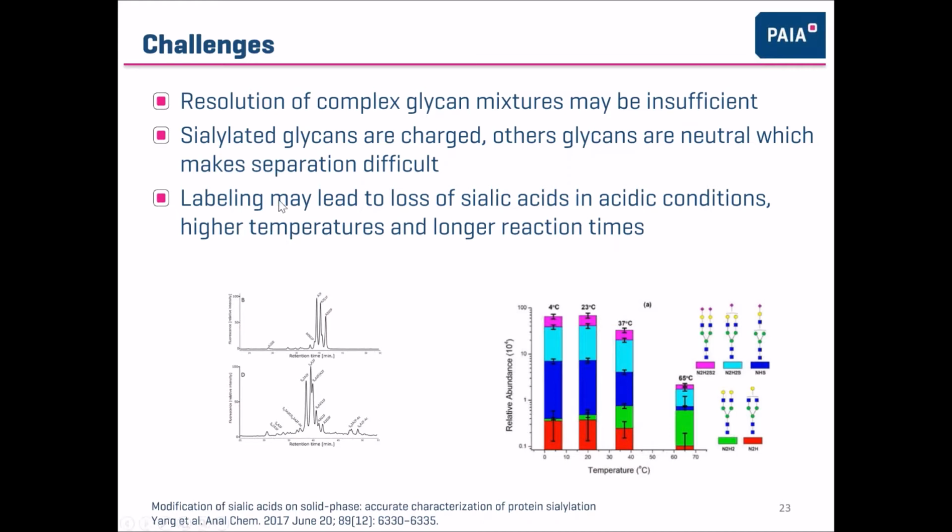And as I said, also the labeling and derivatization, which is involved in these methods, can lead to significant loss of the sialic acids. That's something which is shown here. So in acidic conditions, high temperatures, and over longer reaction times that are needed for this derivatization, you can lose some of the sialic acid in the process, which means that you really have to make sure that your protocols are properly set up and really preserve the sialic acids in order to get precise results.